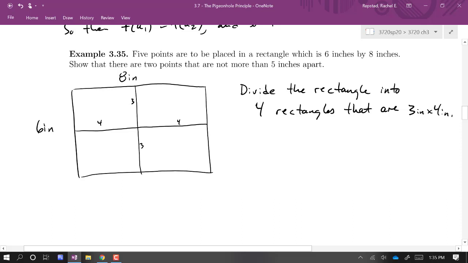So, all right, now we have these 4 rectangles. That means now we place the 5 points. We only have 4 rectangles. So that means that there must be 2 points that lie in the same rectangle. That's the pigeonhole principle.